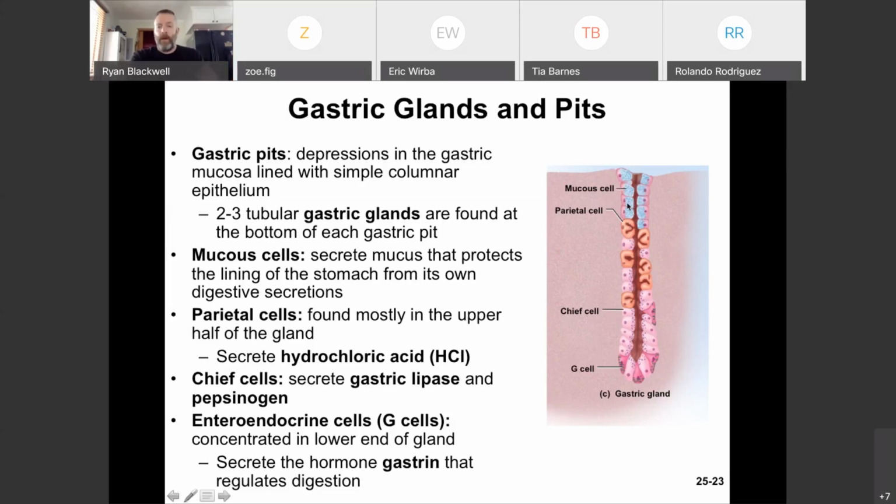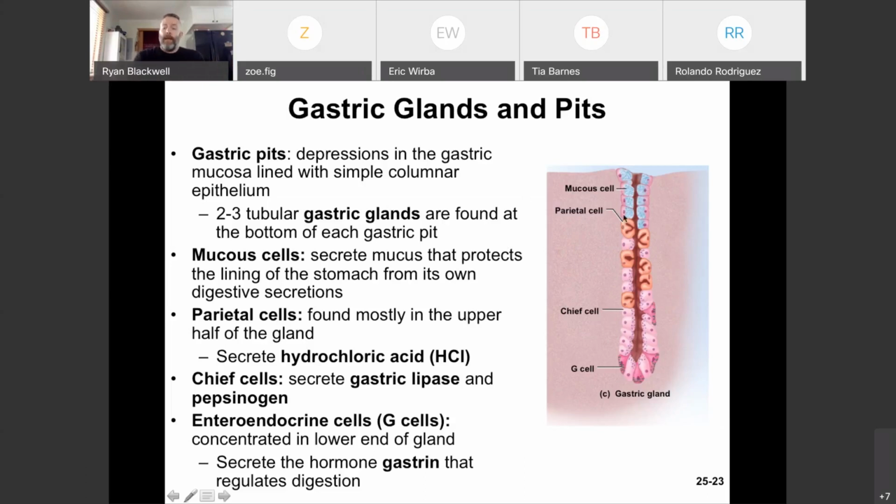But mucus cells produce mucus that coats the lining of the stomach, protecting it from hydrochloric acid and digestive enzymes. Parietal cells are these specialized cells lining our gastric pits and glands that produce hydrochloric acid. So think, there's an L in parietal, there's an L in hydrochloric acid. One way to remember that hydrochloric acid is secreted by parietal cells.